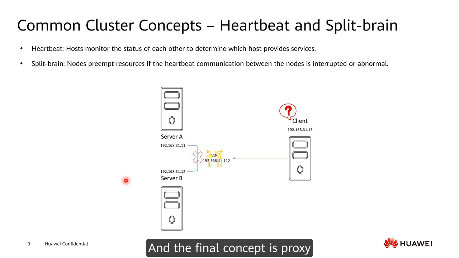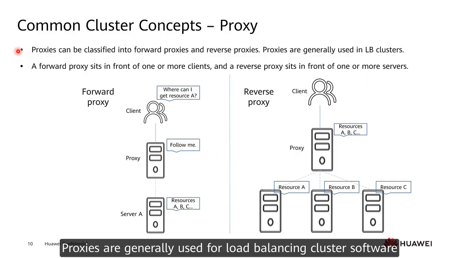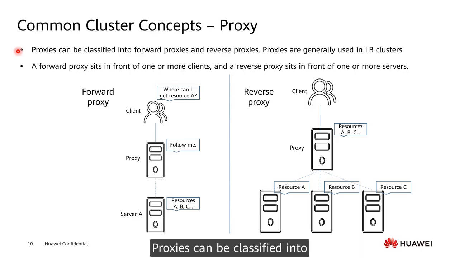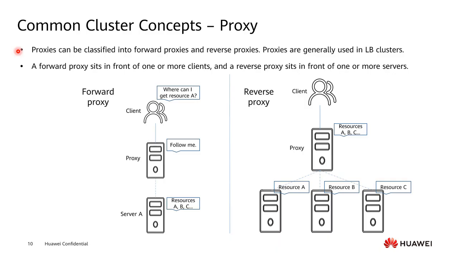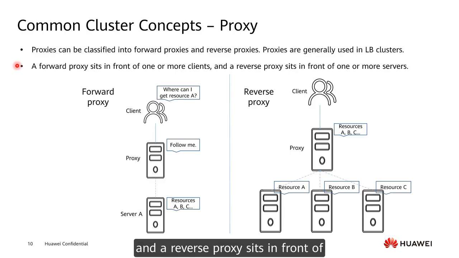And the final concept is proxy. Proxies are generally used for load balancing cluster software. Proxies can be classified into forward proxy and reverse proxy. A forward proxy sits in front of one or more clients, and a reverse proxy sits in front of one or more servers. A forward proxy is like a real estate agent. When a customer needs it, he takes the customer to the server.